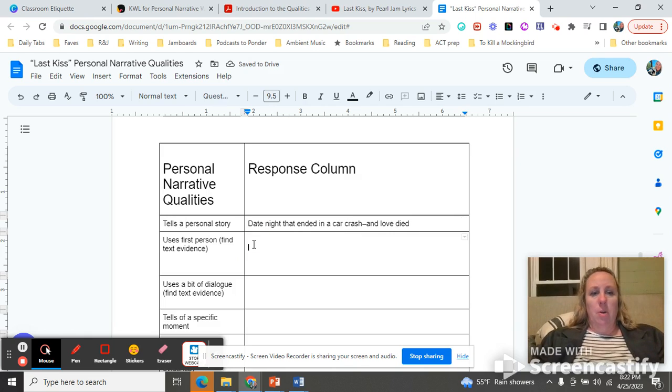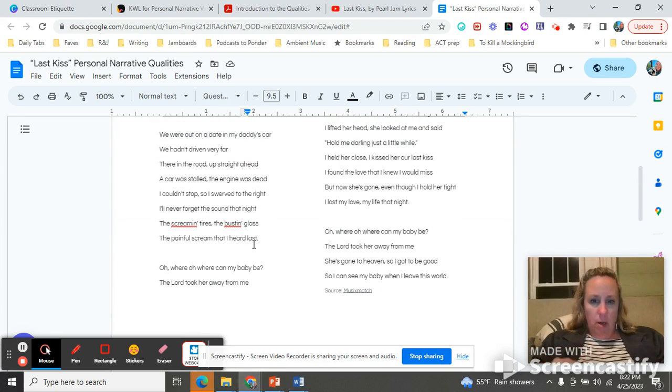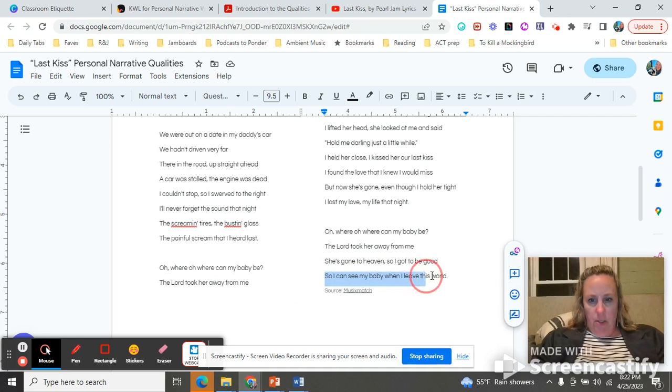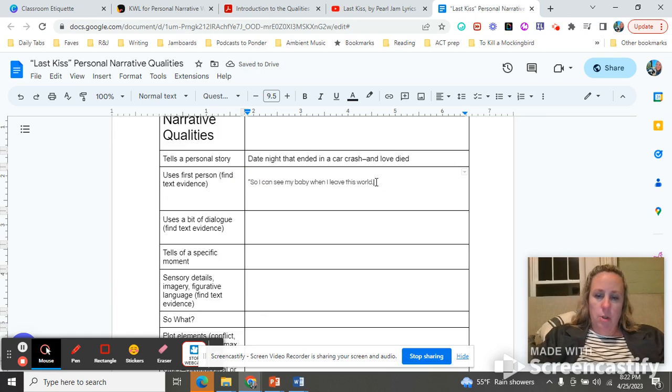All right, so uses first person. I have here that I want you to find text evidence. So I want you to go back up to the lyrics, and remember this is where you are going to find the I and the me pronouns, okay? I can see right away the last line of the song. I'm going to grab this. I'm going to copy it. We're going to put it down here in our graphic organizer. But remember, anytime you copy a text in there, it's always best to put your quotation marks around it to show that it's now a quote. All right, so that's our evidence that it uses first person.